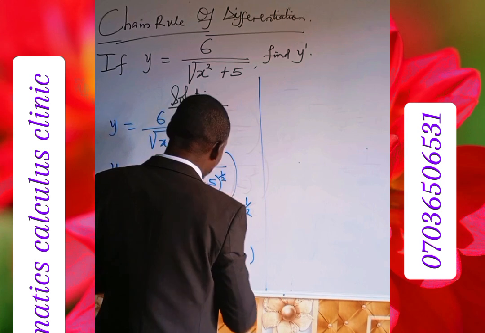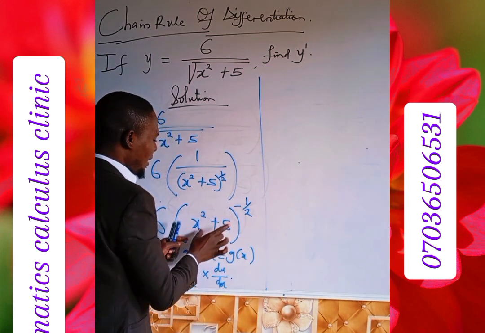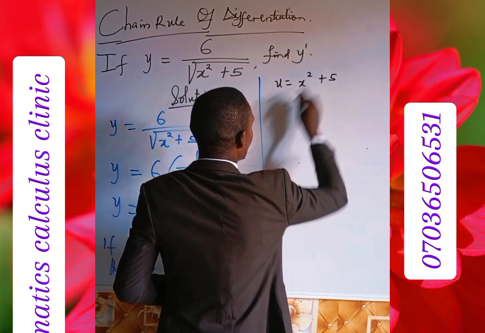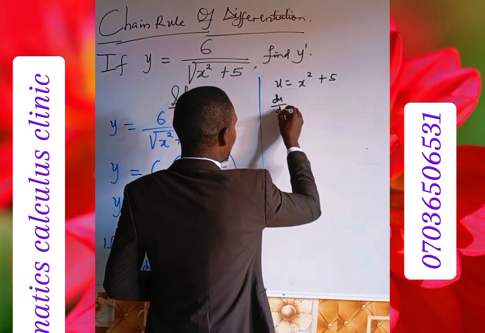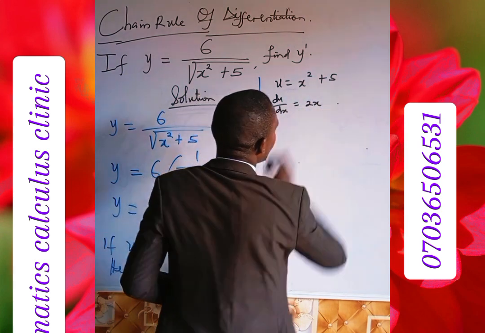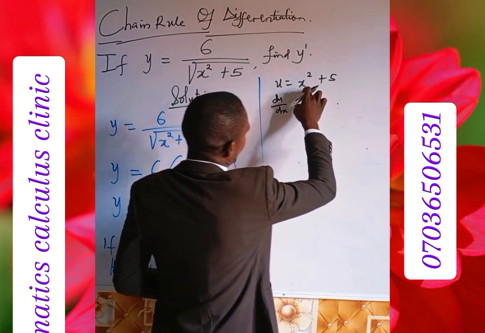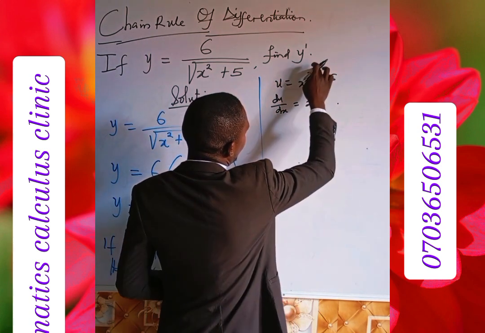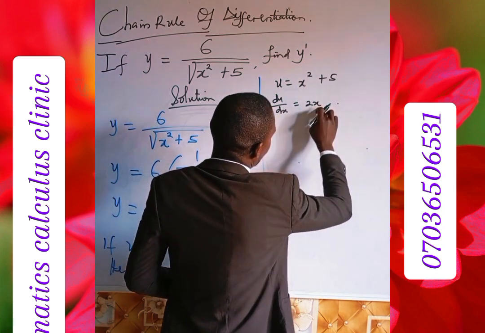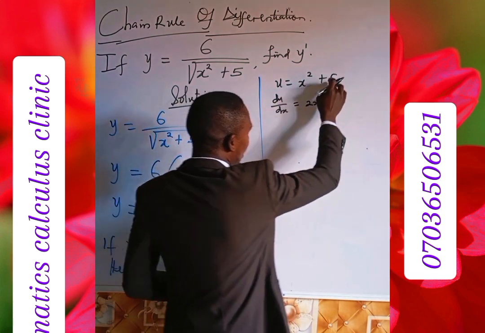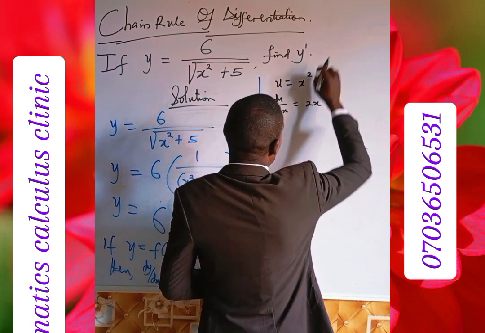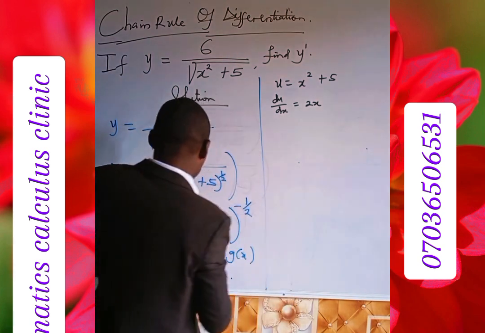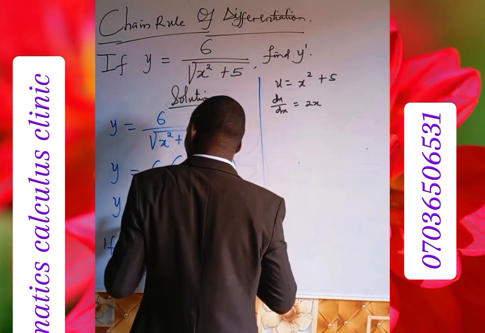Now let the base be u. U equals x squared plus 5. du/dx is now what? 2x. Remember the power of x rule: 2 times x raised to power 2 minus 1. 2 minus 1 is what? 1. X raised to power 1 is what? X. That is how we got 2x. Now, what happened here? This is a constant. Derivative of any constant is what? 0.